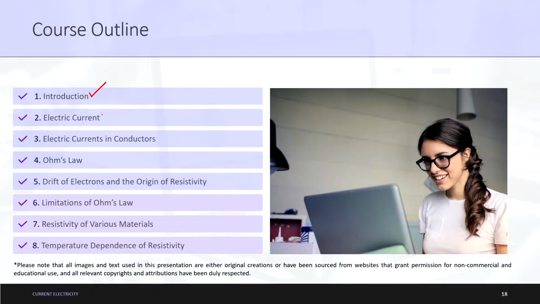In current electricity, what constitutes an electric current? Electric current is only due to the movement of charges from point A to point B. This complete concept was understood in the introduction chapter. Then next was electric current. In electric current and electric current in conductors, we understood how the current can be defined, which is equal to small q by t.